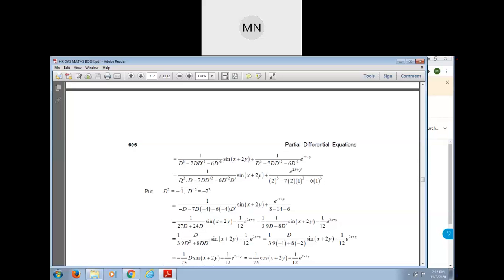Okay, now tell me, d square is what? Minus a square, isn't it? Yes, ma'am. And d dash square is what? Minus b square. And d d dash is what? Minus a into b.